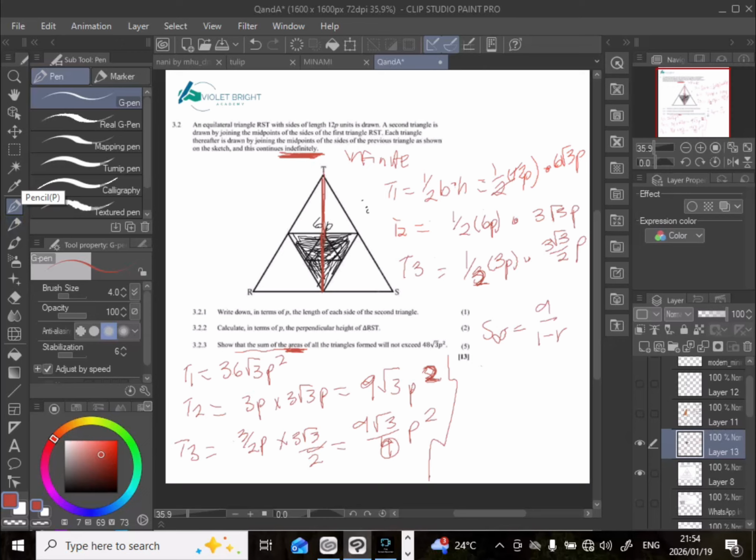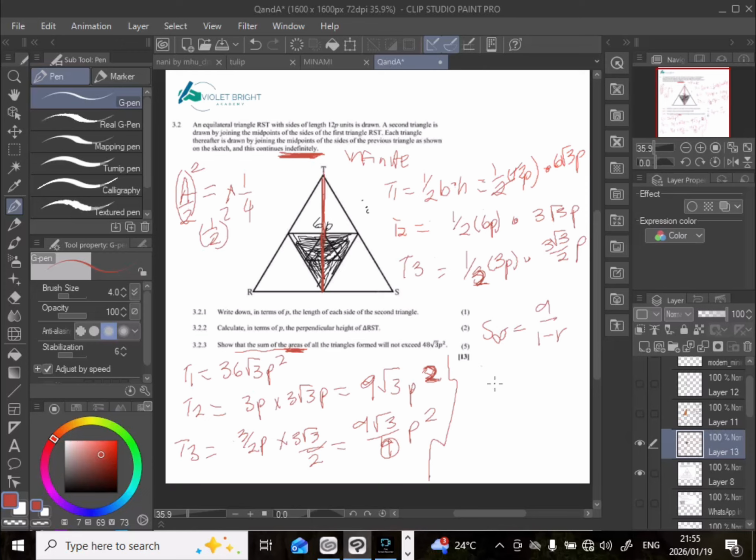The reason why it's 1 over 4 is because, remember, it's the area. So if we have the area, basically we are multiplying it by 1 over 4, because it's a square. So if the scale is 1 over 2, the square of that will be 1 over 4. But for now let's just focus on continuing this.